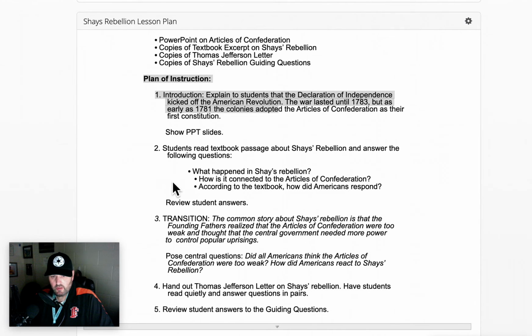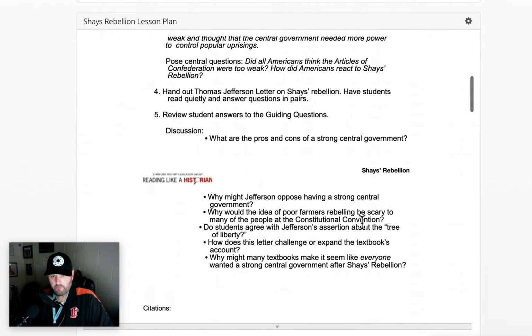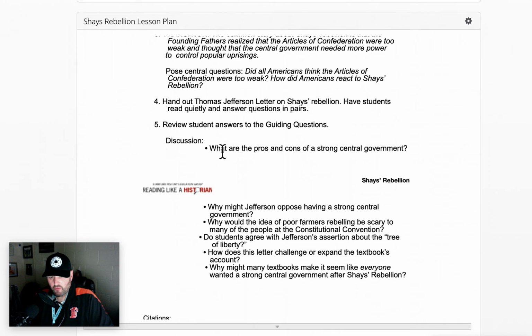So what I want you to do is just look at the stuff here and see what's going on. All right. Here are your guiding questions. What are the pros and cons of a strong central government? We've talked about that in some of the other lessons, so I just want you to try and remember that. Why might Jefferson oppose having a strong central government? Why would the idea of poor farmers rebelling be scary to many of the people at the Constitutional Convention? Do you agree or disagree with this Tree of Liberty quote that's at the back here? And how does this letter change, expand, or challenge what this textbook excerpt says?